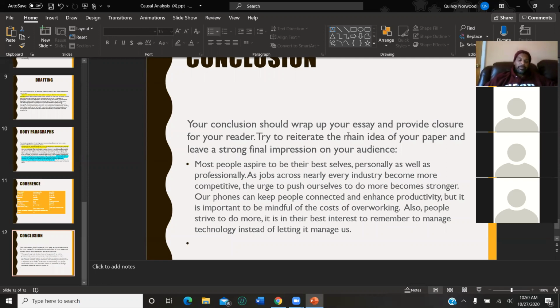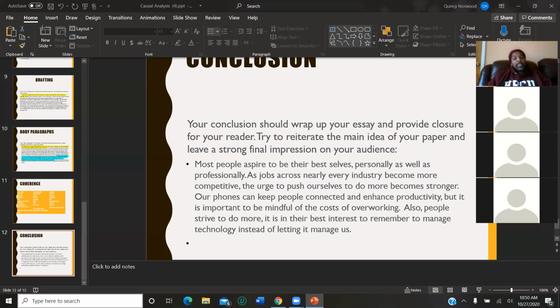Shamika, don't restate it word for word, but you can definitely reiterate the idea. So don't copy and paste your thesis statement in your conclusion, but you can definitely reiterate that idea. Or just think about, overall, what do you want your reader to take from your paper? What was the purpose of your causal analysis?